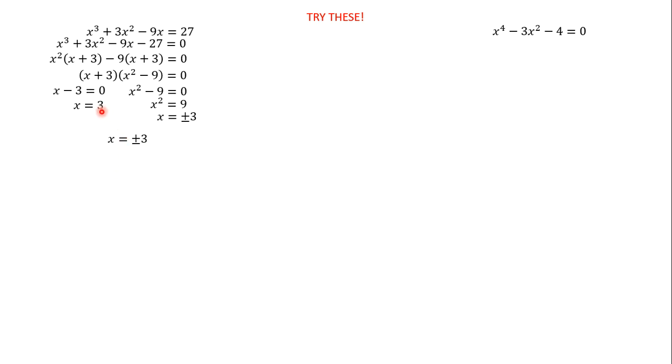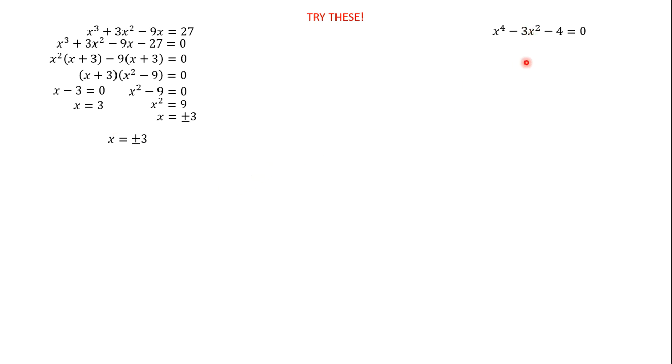Positive 3 is a double root. It has a multiplicity of 2. That's what double root means. Triple root would have a multiplicity of 3. I didn't specifically ask for that, so you don't need to tell me, but it's just good to be aware of that. That will affect how it graphs and stuff like that.